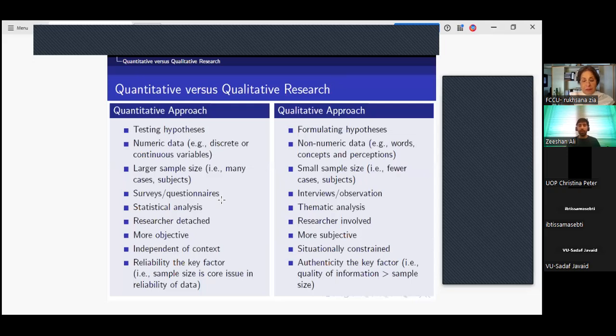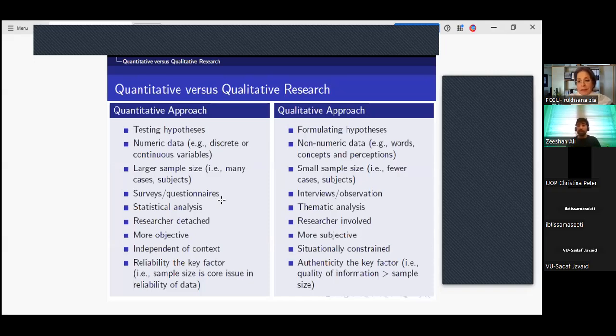And what we are interested in in the quantitative approach is reliability. How representative a sample we have, how reliable the data is. Right. So this is what we have in the quantitative approach, and we are more objective. On the other hand, in qualitative research, we usually have non-numeric data, for example, words, concepts, perceptions. So if you want to know how someone is feeling about a specific phenomenon, then we probably can't measure it, and we think of it in words.